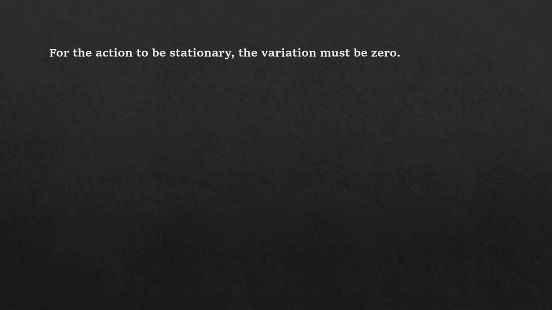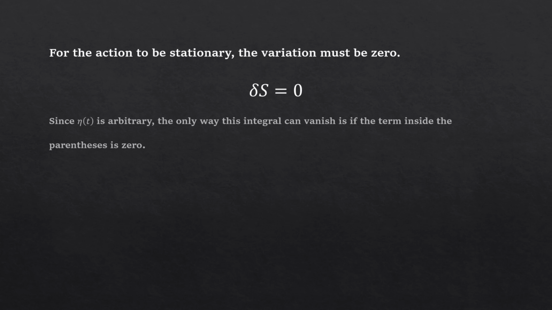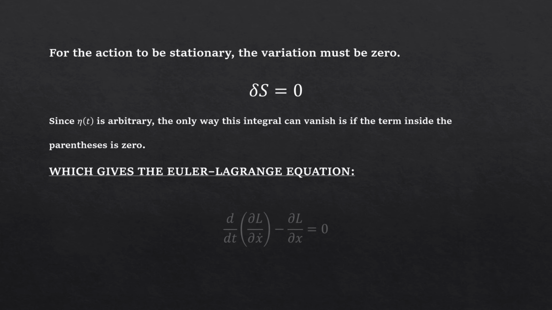For the action to be stationary, the variation must be 0. Delta S equals 0. Since eta of t is arbitrary, the only way this integral can vanish is if the term inside the parentheses is 0, which gives the Euler-Lagrange equation. This is one of the most powerful equations in physics.